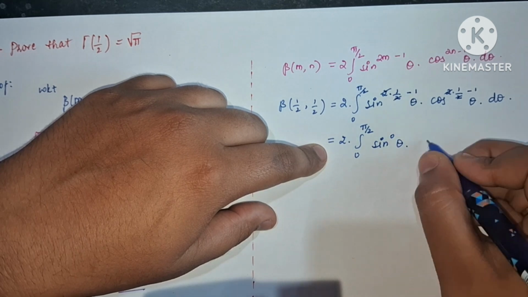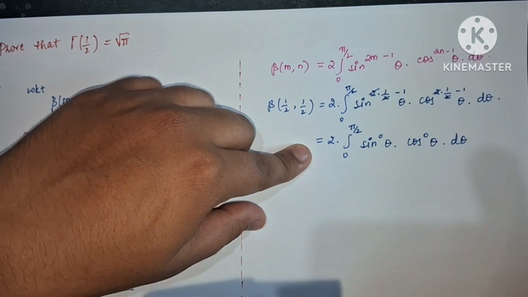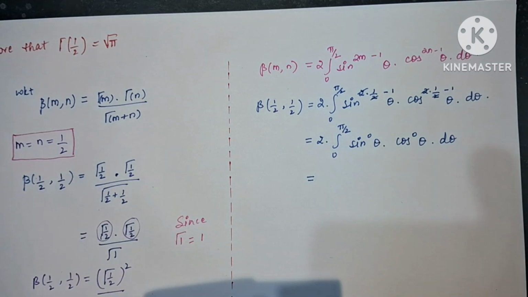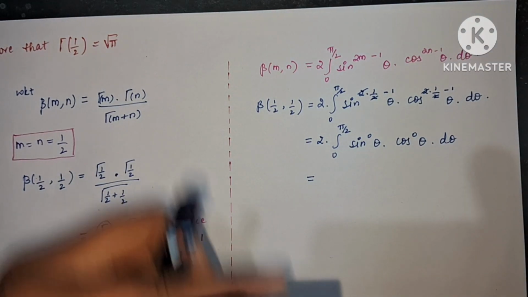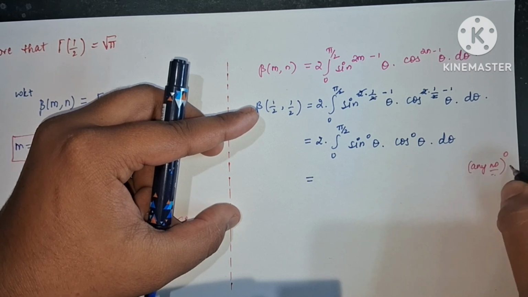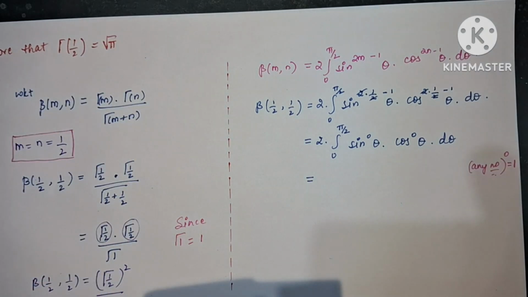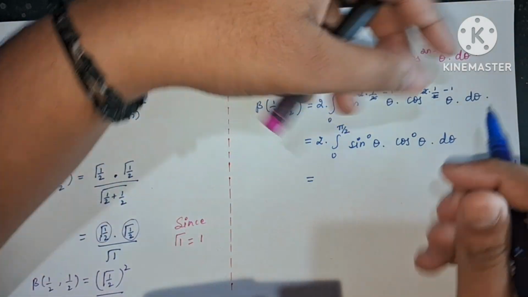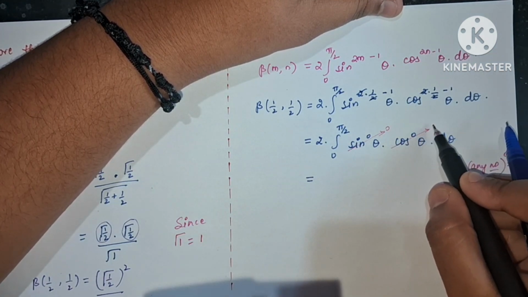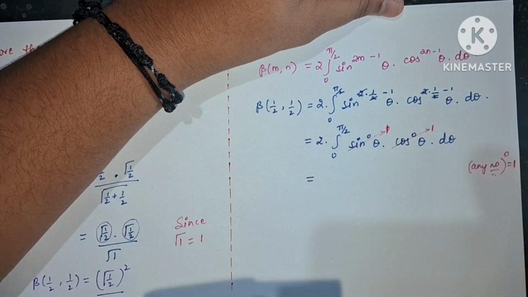0 theta into cos to the power 0 theta d theta. Clear? What's next? Look at here, any number to the power 0 is equal to 1. Remember this, any number to the power 0 is equal to 1. Therefore, even this goes to 0, this tends to 0, and this also tends to 0. Any number to the power 0 is 1, so this goes to 1 and this also goes to 1.